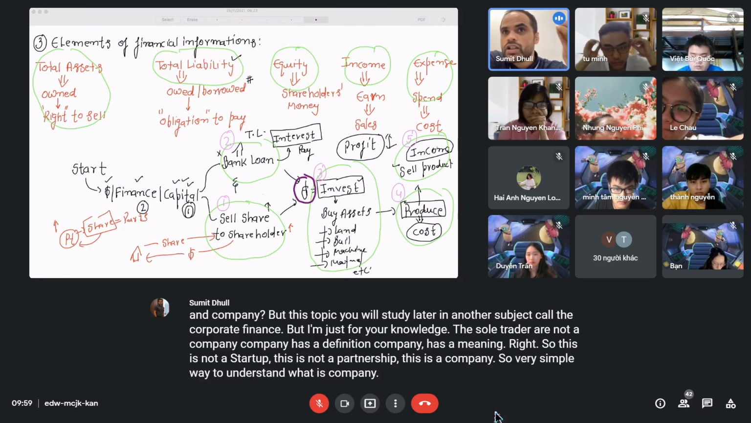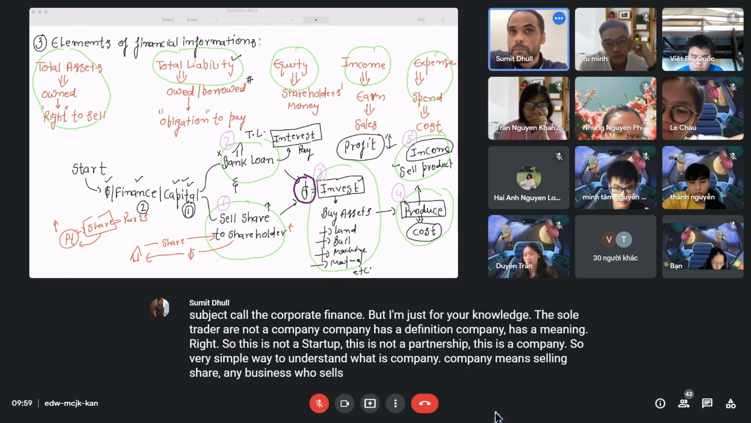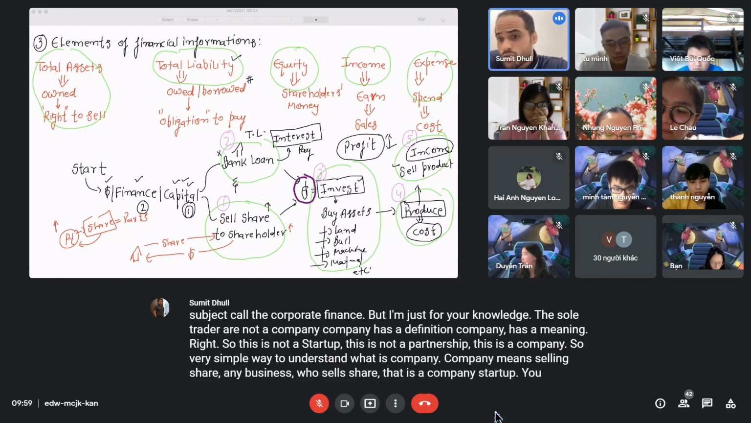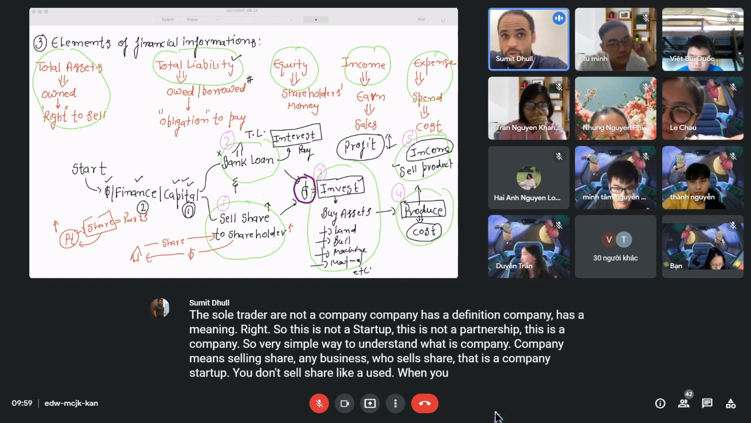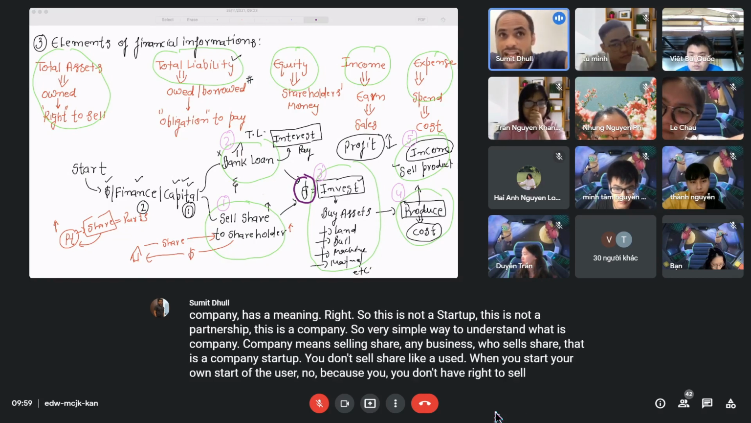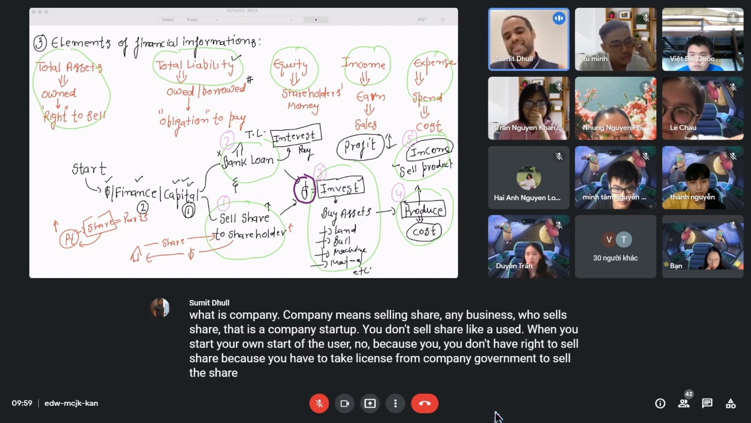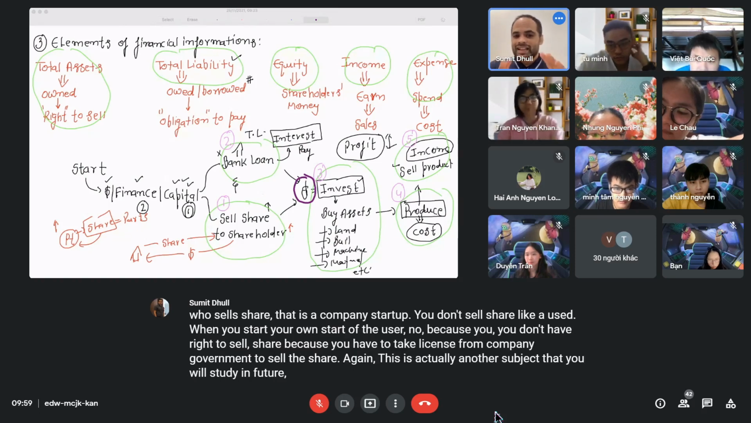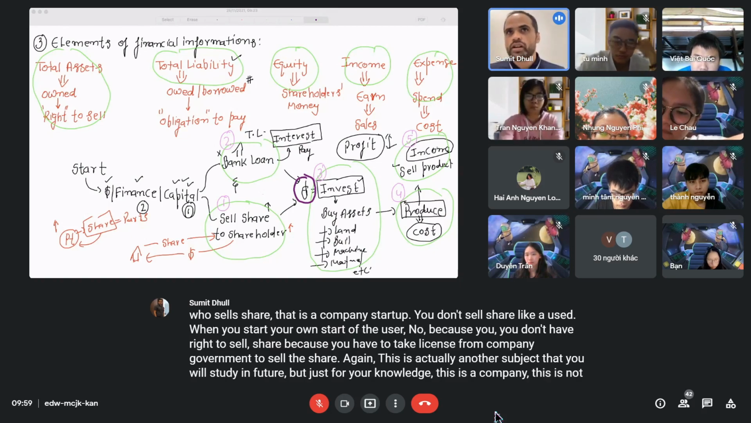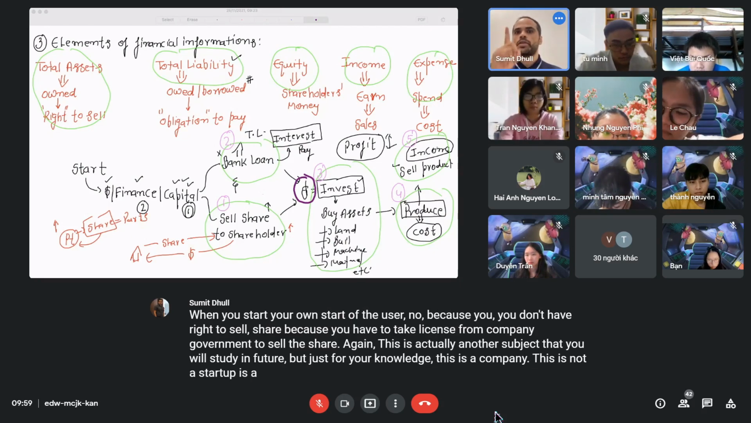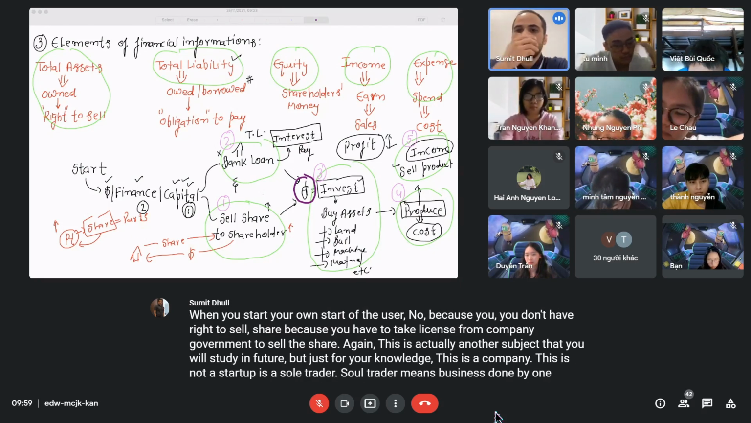So a very simple way to understand what is a company: a company means selling shares. Any business that sells shares, that is a company. A startup, you don't sell shares. Like when you start your own startup, do you sell shares? No, because you don't have the right to sell shares, because you have to take a license from the government to sell the shares. Again, this is actually another subject that you will study in future. But just for your knowledge, this is a company. This is not a startup. A startup is a sole trader. Sole trader means business done by one person.